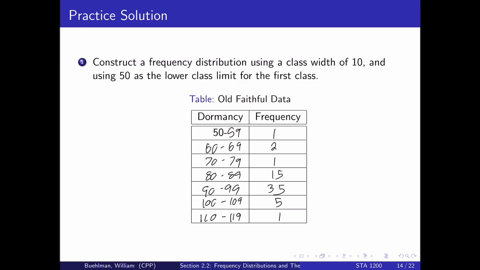Alright, so here are the answers we get. So my first class is from 50 to 59, because remember my class width is 10. So if I take 50 and I add 10 to it, that's going to be my second lower class limit, which is 60. So you have to remember, don't do 50 to 60. It's 50 to 59, and my next one is 60, and those are all my frequencies.